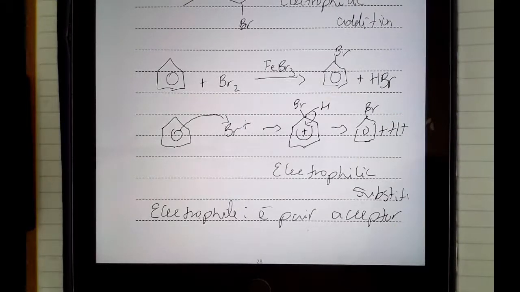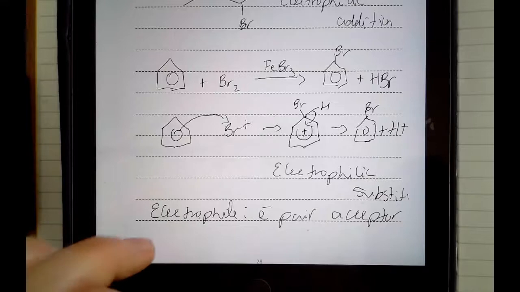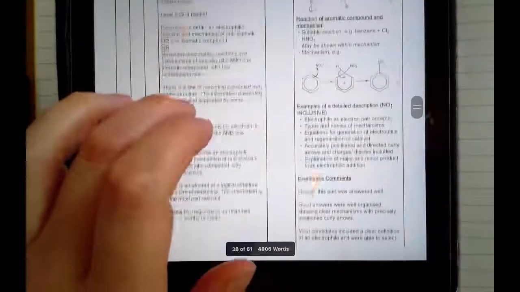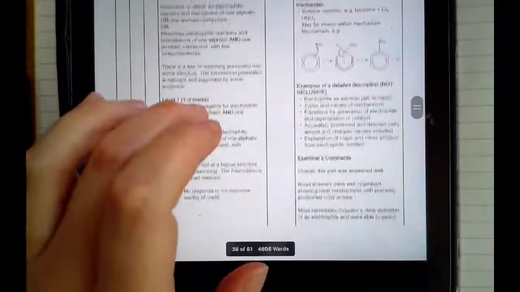And I wouldn't use words. I would just use my curly arrows and let that do the explaining for me, because it's far easier than trying to write it all out in words. So if we scroll down and have a look at the mark scheme for what they wanted in that question, lots of explanation of role of electrophiles in organic chemistry.